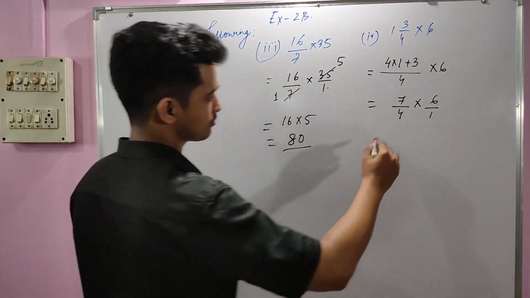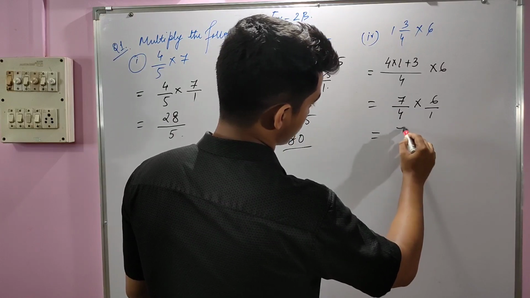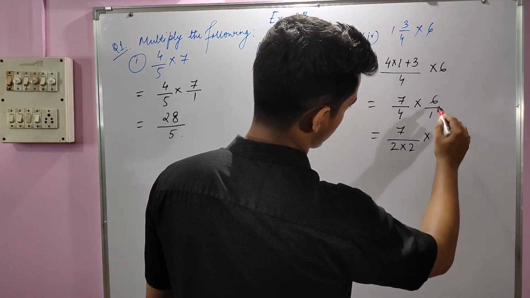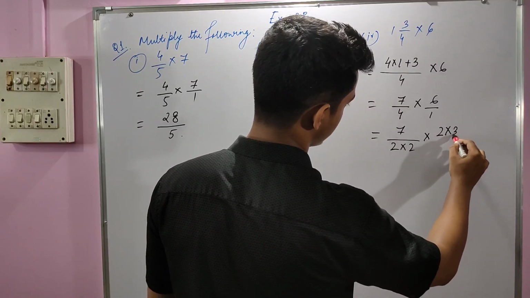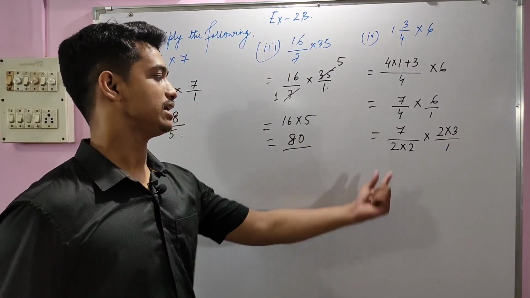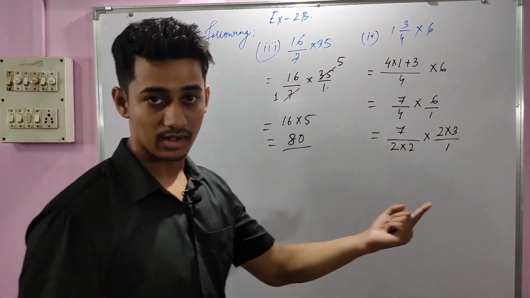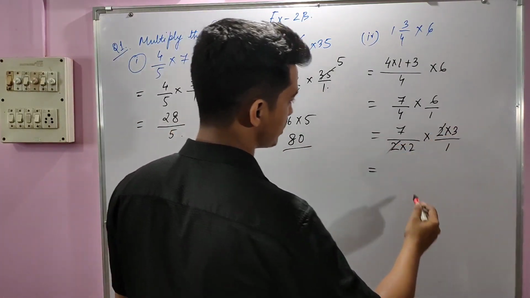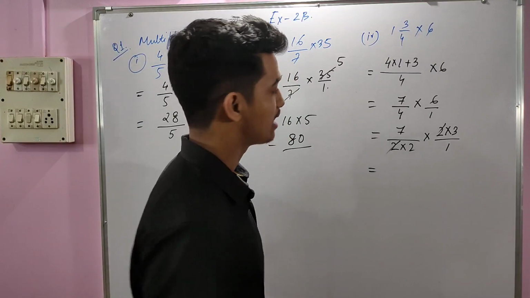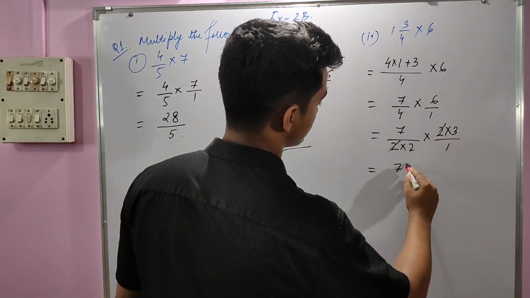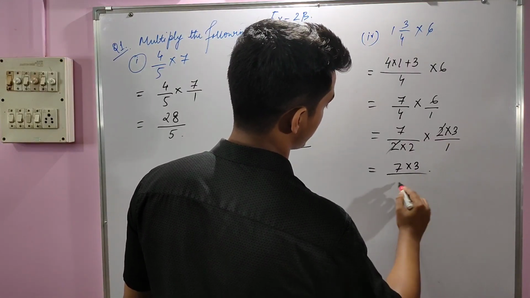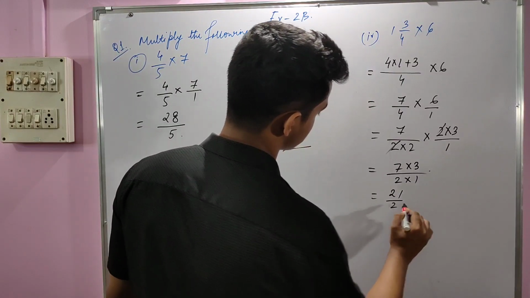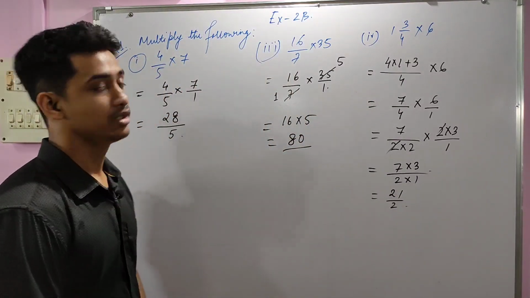So 7 by 4 into 6 by 1. Now see, we can write 4 like 2 into 2, and for 6 we can write 2 into 3 by 1. Now see here, 2 and 2 are there, that will cancel out. So whatever remains will be our required answer. So 7 into 3, that is 21 by 2 into 1. So 21 by 2 is the answer for question number 1-4.